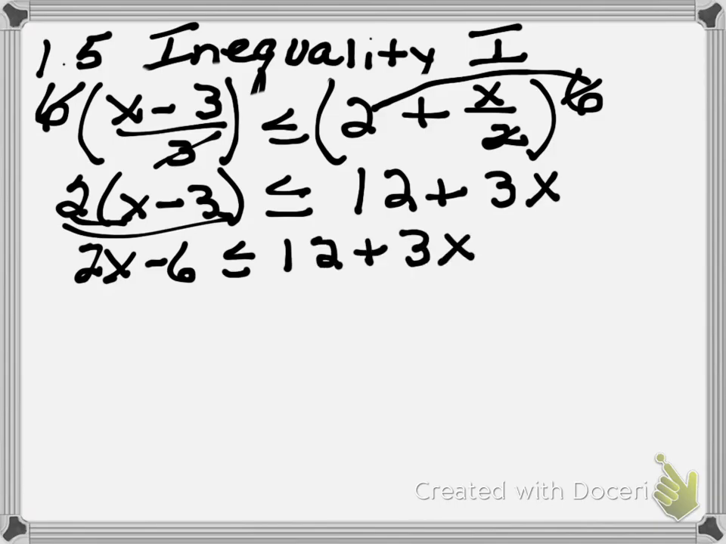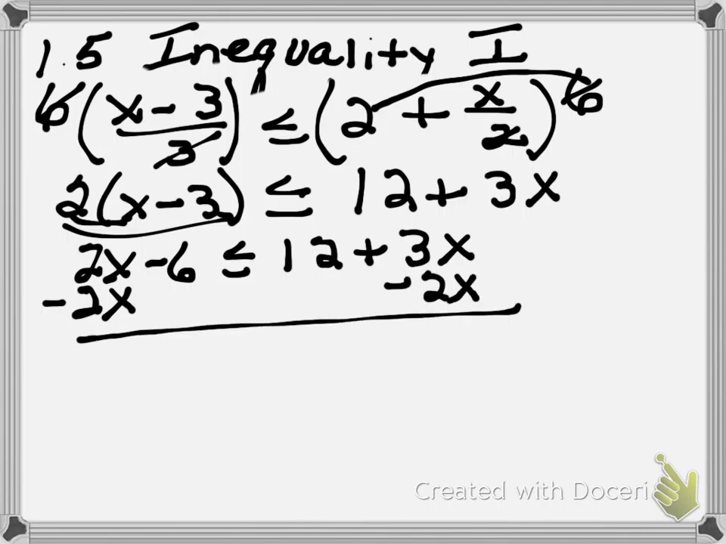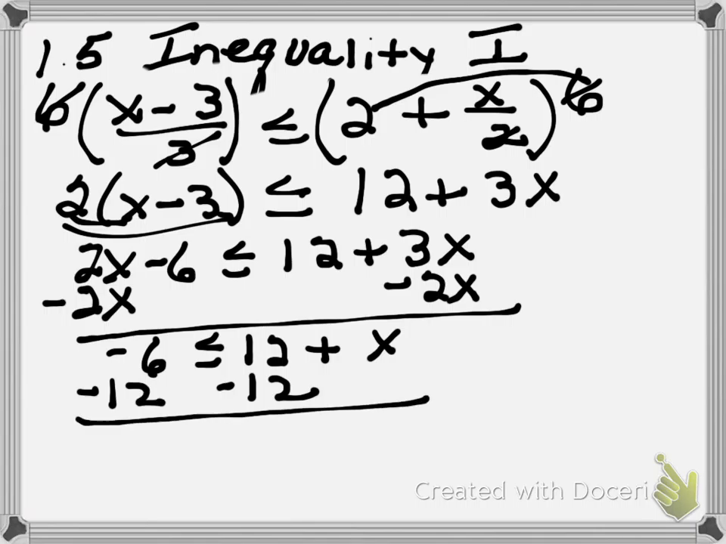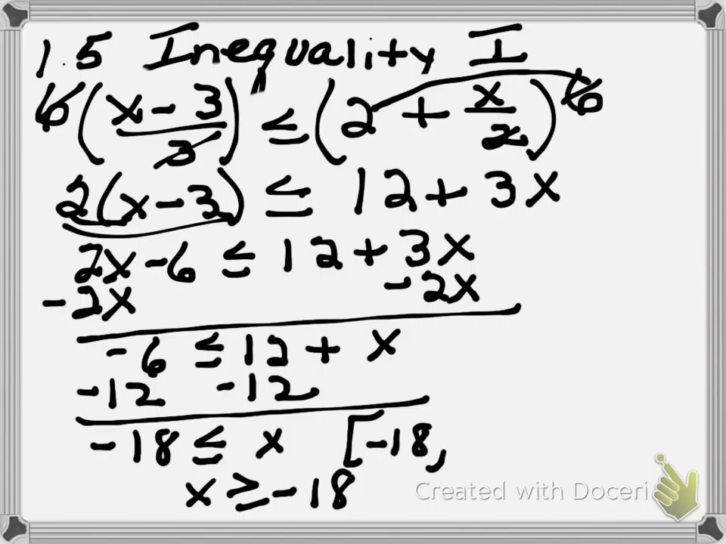Now I've got to get the x's on one side, the numbers on the other. It doesn't matter which way you move them. Let's say I move the x's over to the right. So negative 6 is less than or equal to 12 plus x, and subtract 12. And I have negative 18 is less than or equal to x. Or, reading it the other way, I have x is greater than or equal to negative 18. Now, as an interval, this is negative 18 to infinity, so it could be written that way.